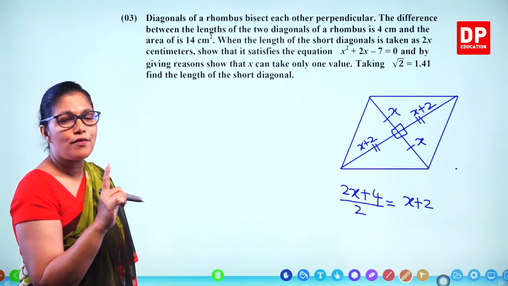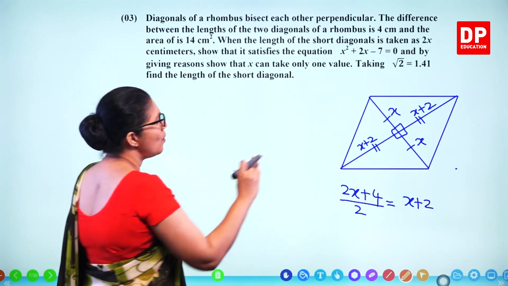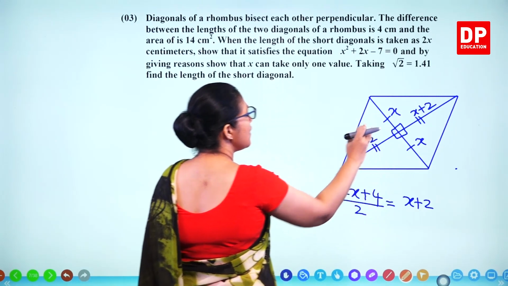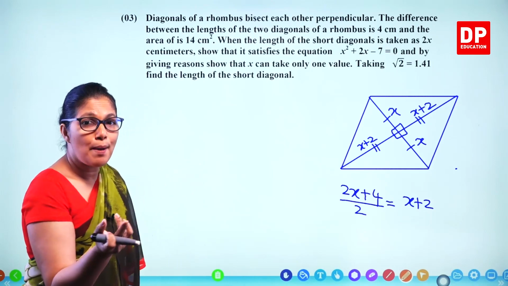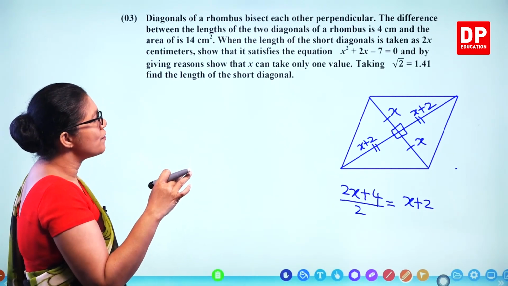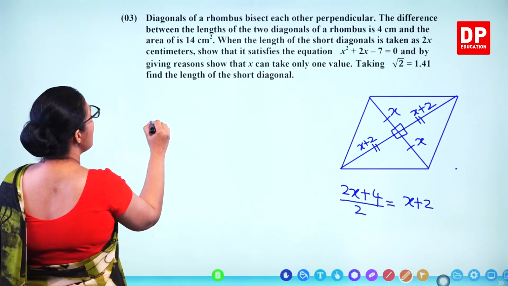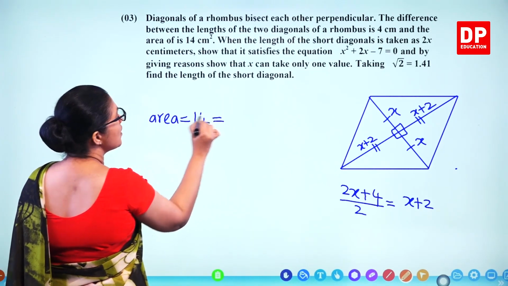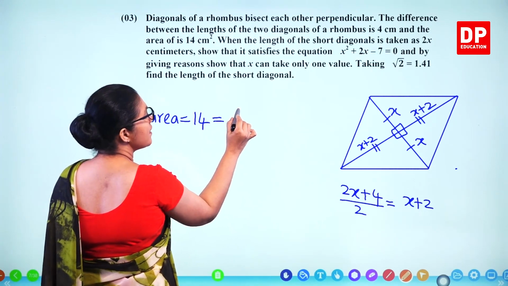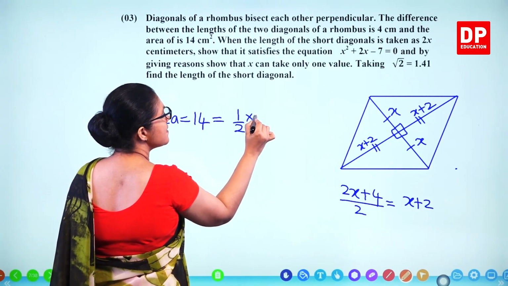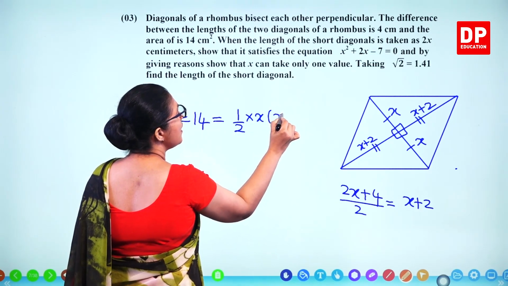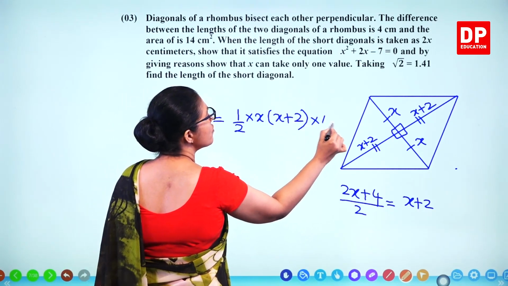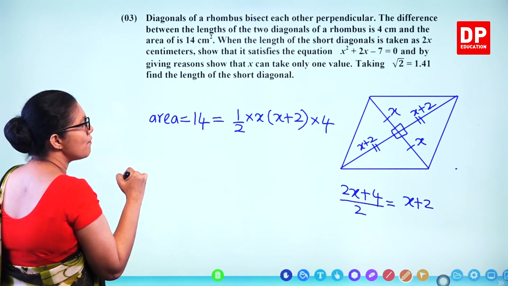So how do you find the area of the rhombus? We know we get 4 equal triangles. If we can find one triangle multiplied by 4, that's the area of the rhombus. So the area is 14, which is equal to one triangle, half times base x and perpendicular height x plus 2. Then you get 4 triangles like that, so multiply by 4.